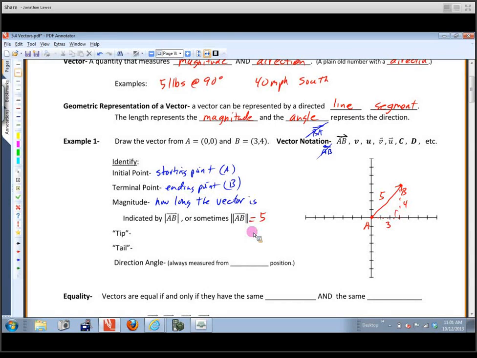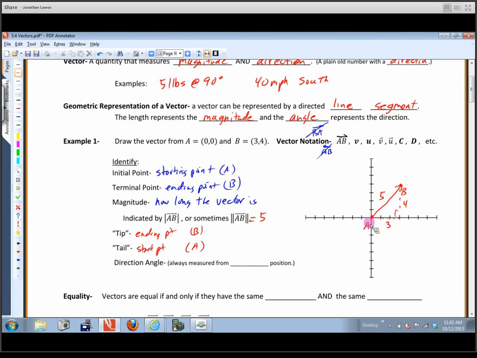And then we can talk about tip and tail. These are informal terms that we use for this. The tip is the ending point. The tip would be where the arrow goes. So in this case, the tip is B, and the tail is the start point. So in this case, the tail would be A. So it's heading in that direction. This is the tip or the head of the vector, and this would be the tail.